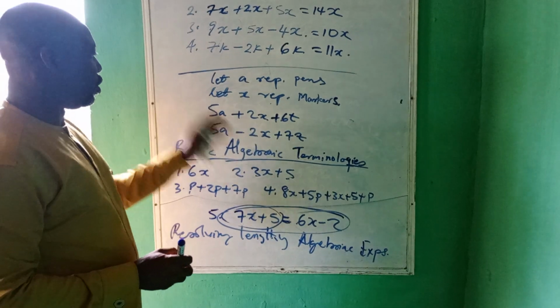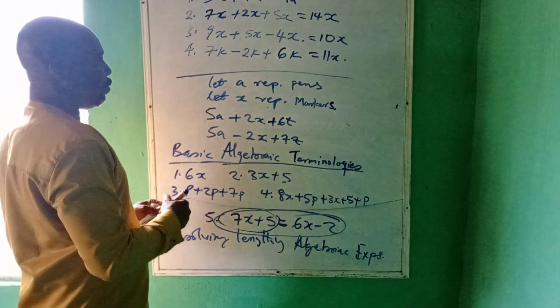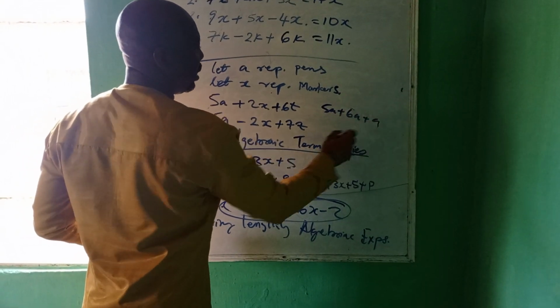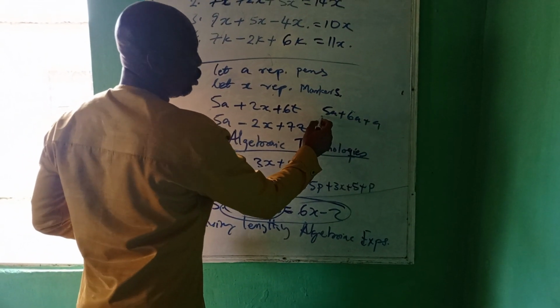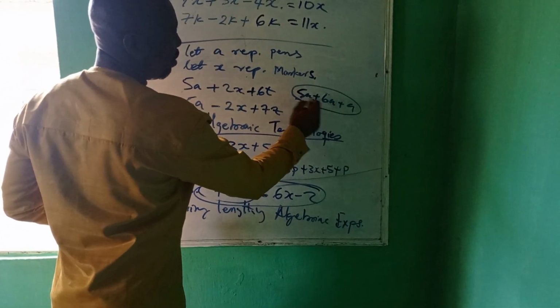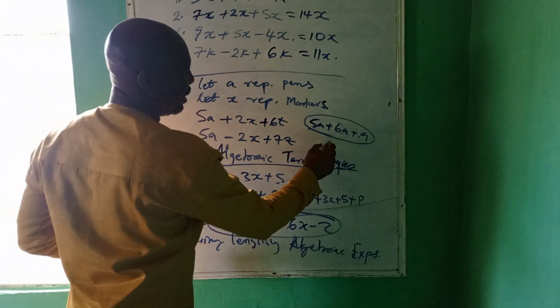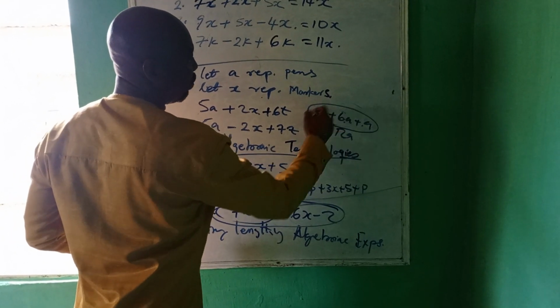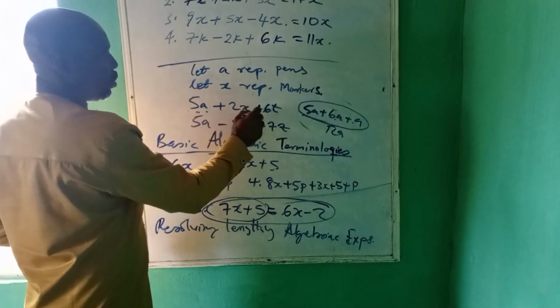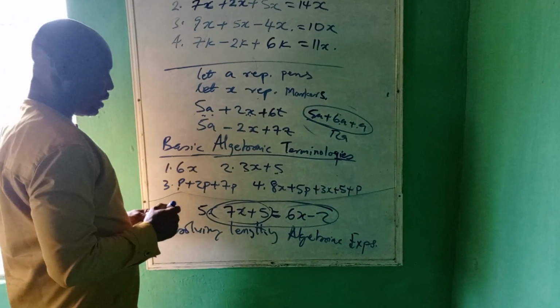You cannot resolve them. But if you have 5a plus 6a plus a, the terms are the same. This is resolvable. This 11, 5 plus 6 is 11, plus 1 here, that is 12a. This is a resolvable term. But the moment the terms are not the same, you cannot resolve them.